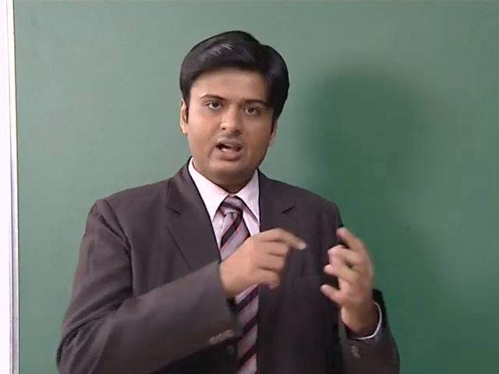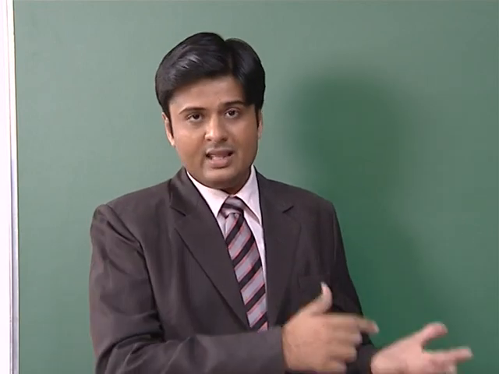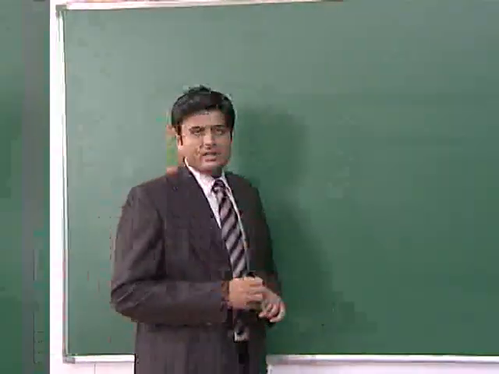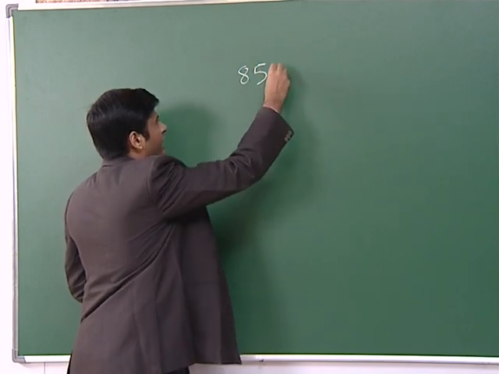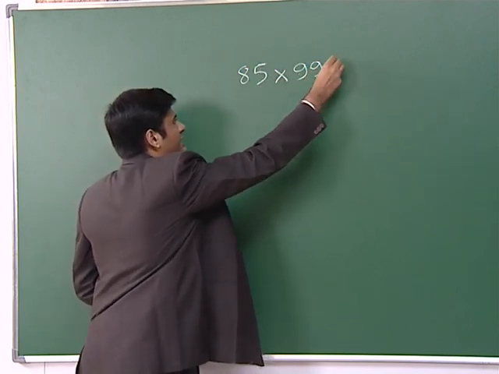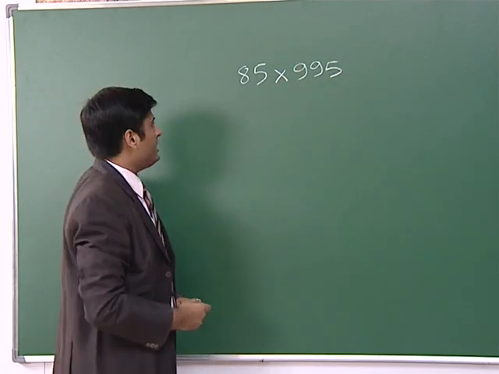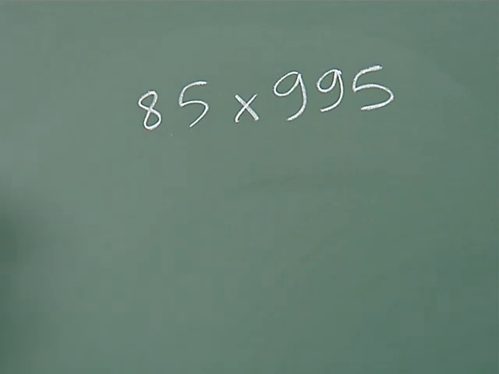Friends, next let us see how to multiply numbers with different bases. Here we will see when one number has base 10, one number has base 100, how to multiply. If one number has base 10,000, one number has base 1000. So if there are different bases, you can also multiply them. Let us see a technique of this type. Suppose friends, I have been given a question. I have to multiply 85 times 995. Now you see 85 is closer to 100 and 995 is closer to 1000. So both the numbers have different bases.